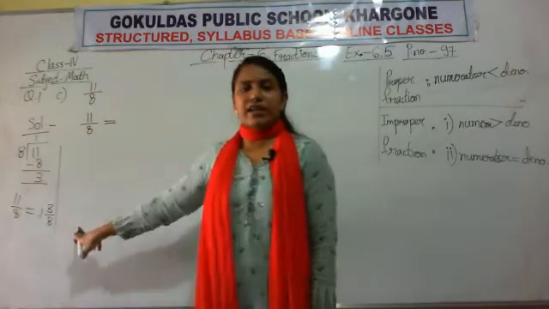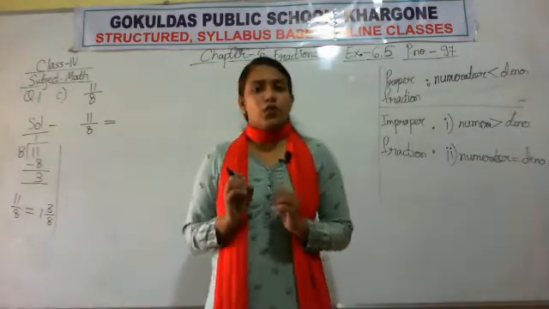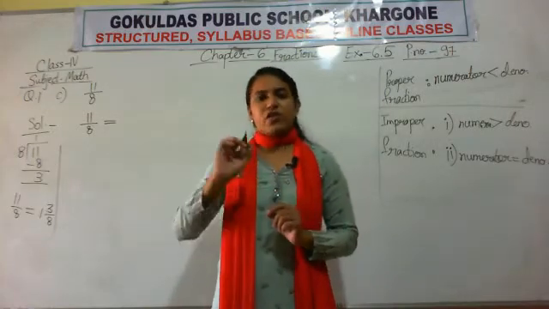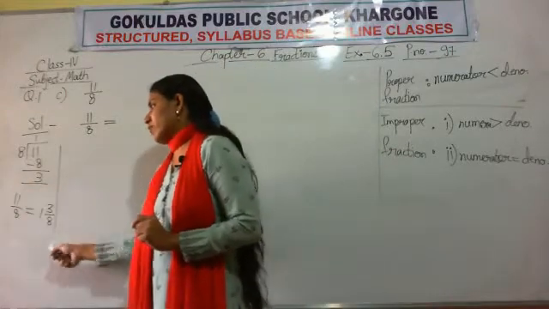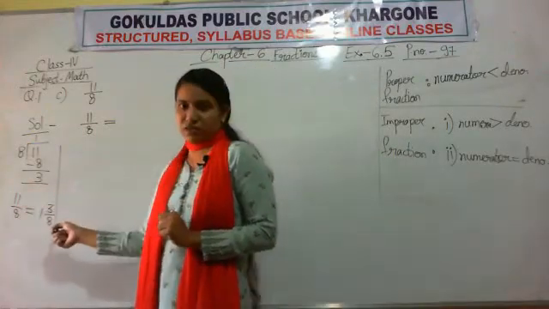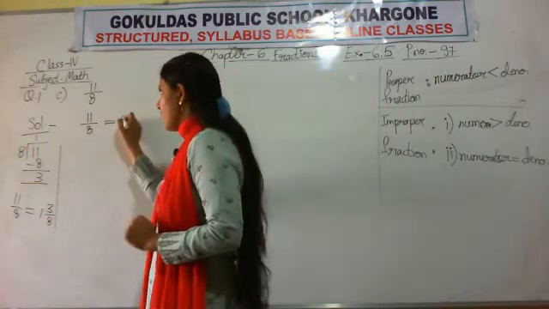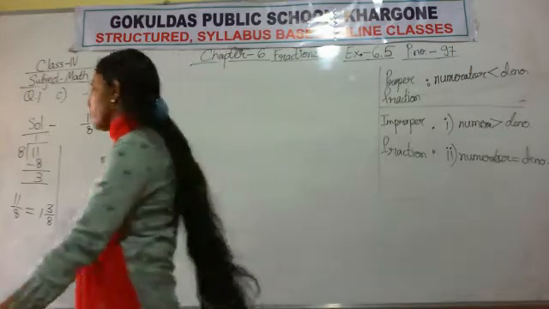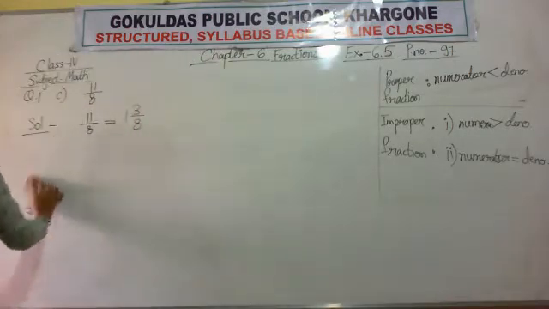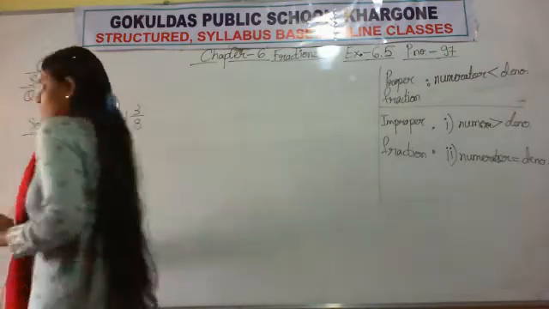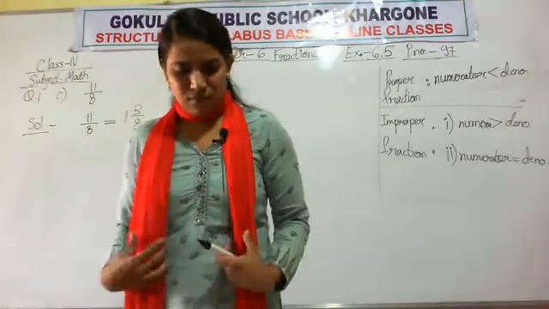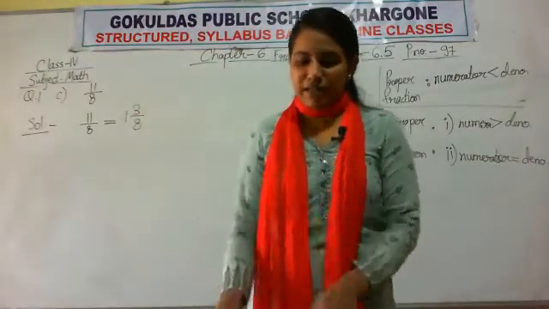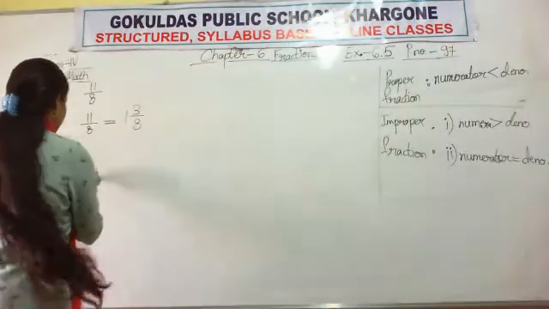Why am I converting it into a mixed fraction? Because I want to represent the improper fraction on the number line, and to do that, we need to convert the improper fraction into a mixed fraction. Now our result is 1 and 3 upon 8. It is the first step. Now what is the second step? The second step is to draw the number line.